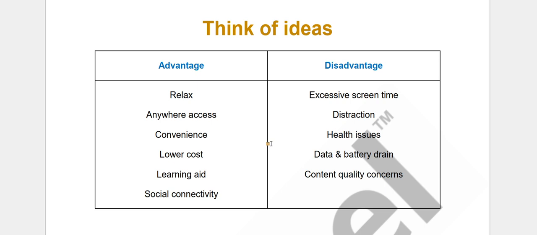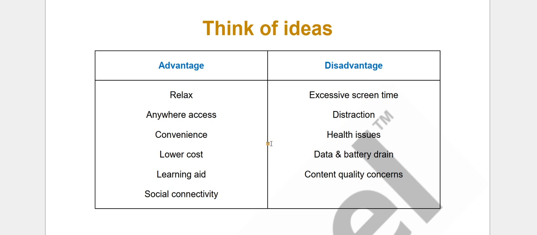Another disadvantage can be data and battery drain. What I mean by that is when you are playing 4K games or watching 4K videos, or basically playing a lot of online games or watching online content, it will consume more data. More data means your cost may rise, and more battery drain means the life of your smartphone will decrease, and again you have to pay for a new one.